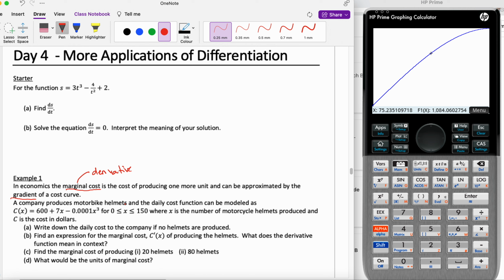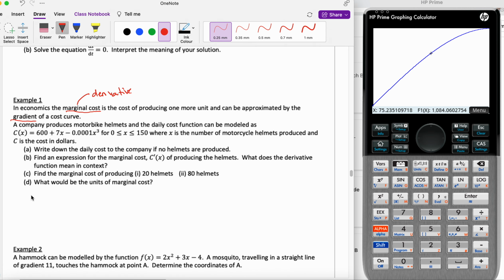We have motorbike helmets, and this is the cost function for the company from 0 to 150. X is the number of motorcycle helmets, and C is the cost in dollars. Write down the daily cost if the company produces no helmets. So this is not derivatives yet. All they're asking us here is when the cost is 0.